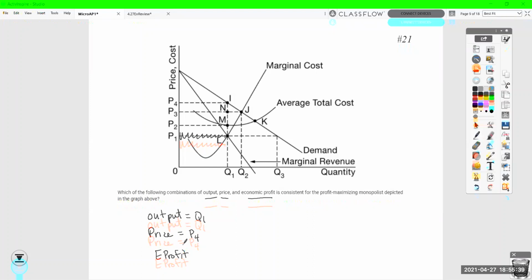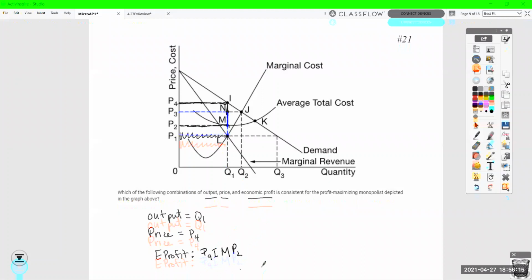Oh, I saw EPs and I thought that was part of the profit. I'm like, Jessica, where are you getting that EP from? Okay, so I always start with the revenue piece. So I always start with that price. I'm always going to start with this part because that is my total revenue, right? So I'm going to start with P4 and I. Then I need to go down to my average total cost. That's going to give me an M, and I'm going to go over to P2.